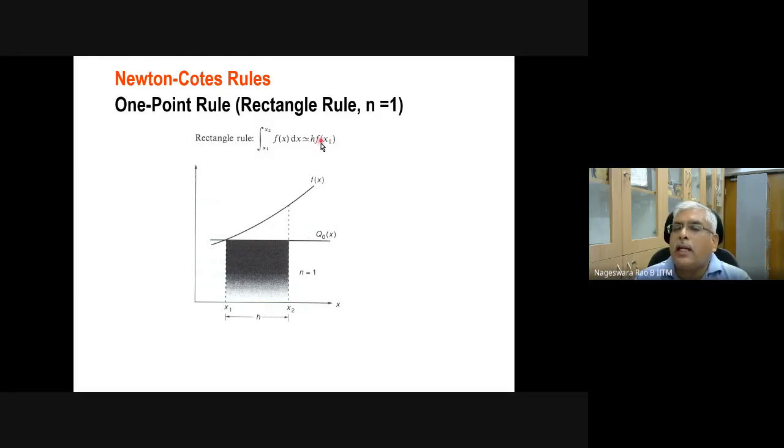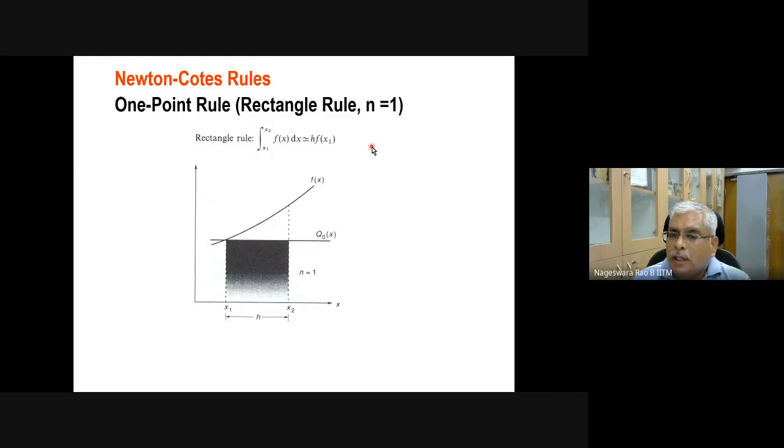And here it is written function evaluated at x1. It doesn't matter whether you evaluate at x1 or x2. Let's put x2 instead of x1. Then you are going to overestimate the area. Then also you are not going to get the exact result. So your error is going to be on the other side.